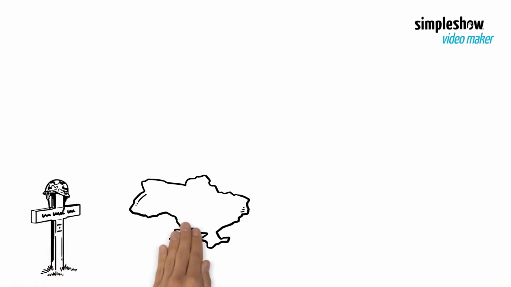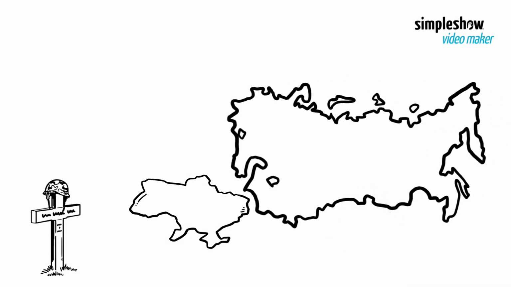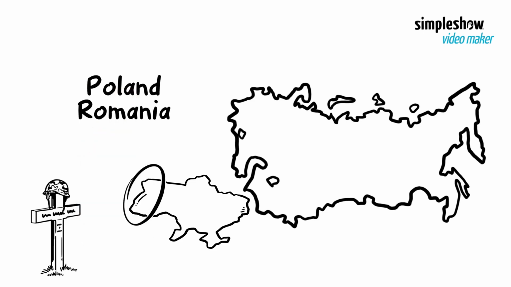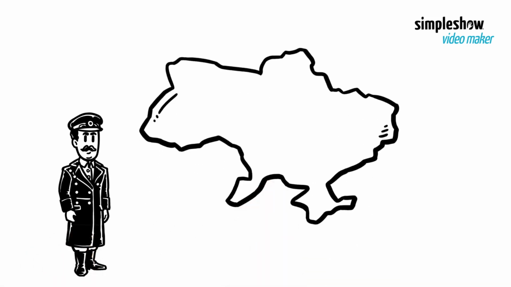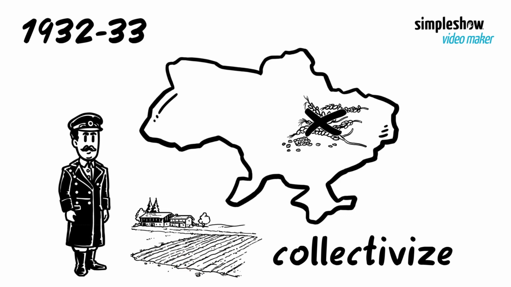In the aftermath of World War I, most of the Ukrainian region became a republic of the Soviet Union. However, parts of western Ukraine were divided between Poland, Romania, and Czechoslovakia. Under the rule of Soviet leader Joseph Stalin, Ukraine suffered a severe famine in 1932-33 as Stalin attempted to rapidly collectivize all farming.